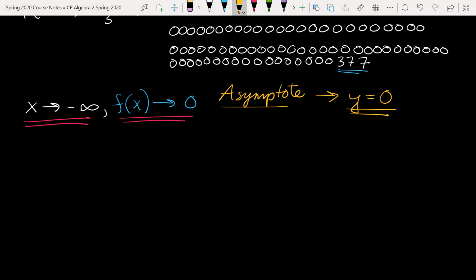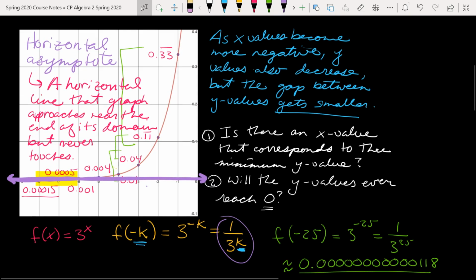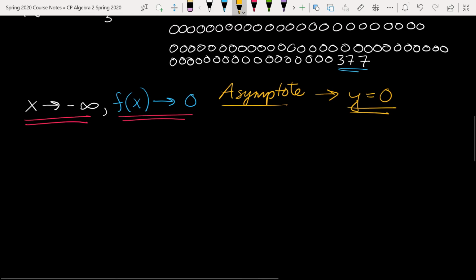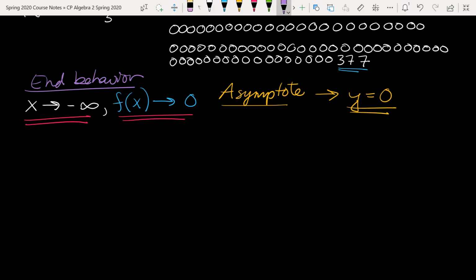Let me go back to the graph. So this purple line that I've drawn here is the line y equals 0. It's just the x-axis. As x gets more and more negative, y values get closer and closer to that line y equals 0, but never touch it. Therefore, we have a horizontal asymptote that we can express as the line y equals 0. So we've accomplished our goal of finding the end behavior of this graph. And the end behavior of this graph is getting closer and closer to this asymptote y equals 0.